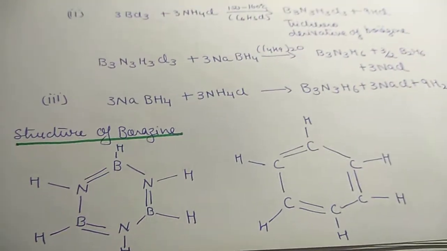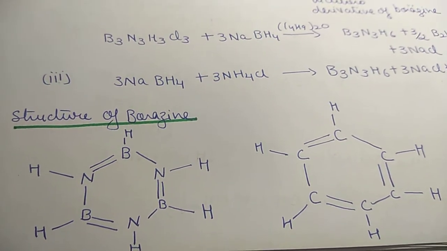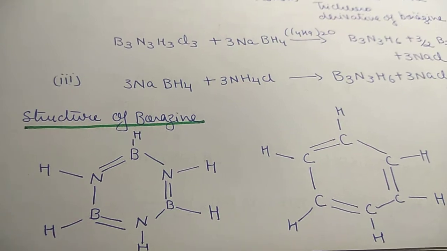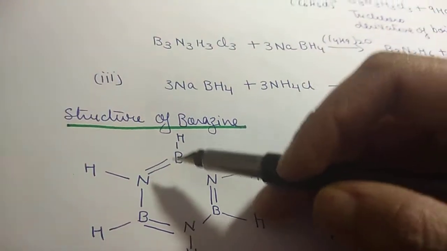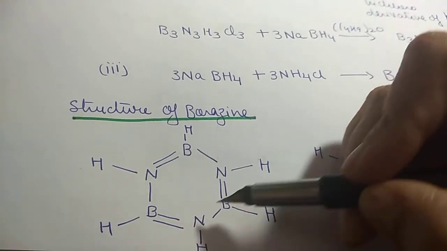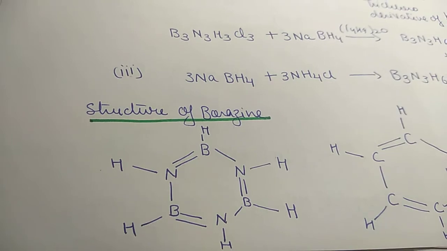Then the structure of borazine. Now it resembles benzene in its structure. That is why its name is also inorganic benzene. We have alternate boron and nitrogen atoms, and there are alternate double bonds. And each boron and nitrogen atom is attached to hydrogen.